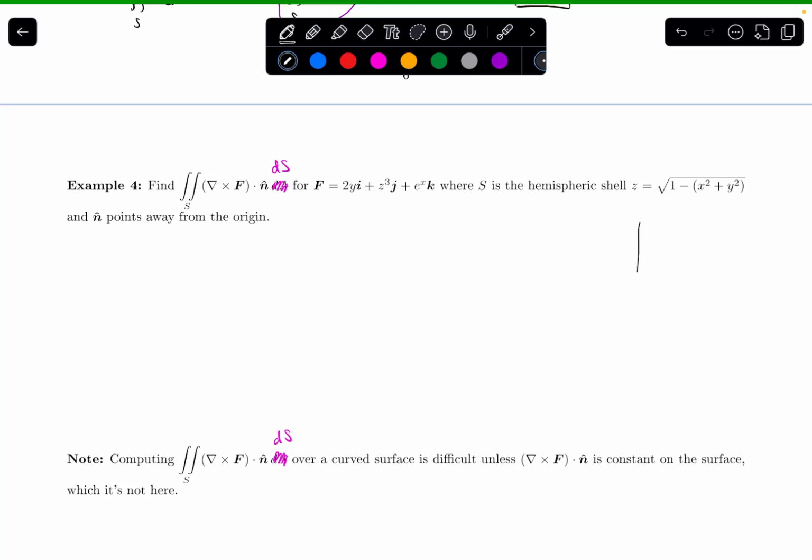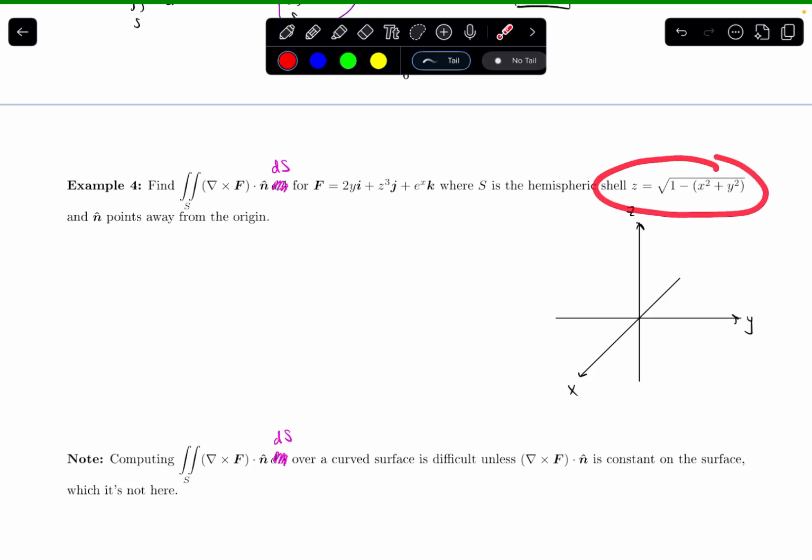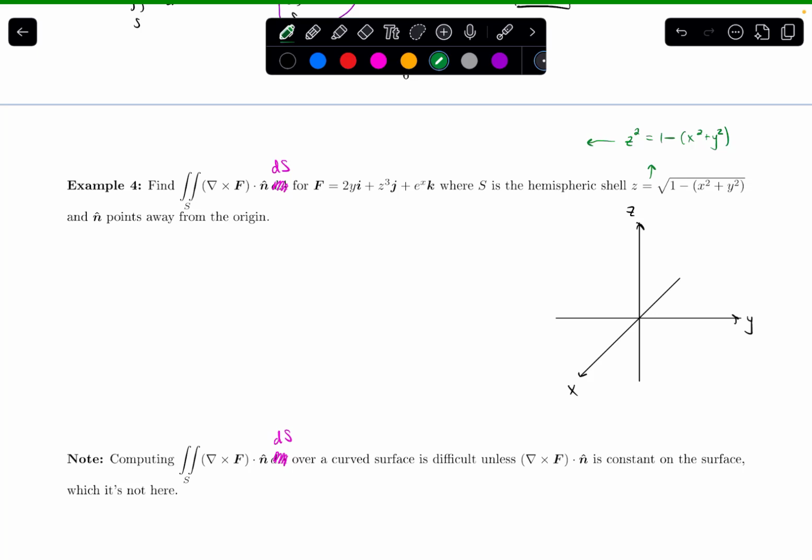So I'll draw my axes. I've got the z-axis, the x-axis, and the y-axis. And then I'll draw the negative directions. So I've got the negative y, the negative z, and the negative x. If I don't remember what this shape looks like exactly, I can rearrange it a little bit. I can first square both sides to get rid of the root. That'll give me z squared equals 1 minus parentheses x squared plus y squared. And if I move the negative term over to the left side, I'll get x squared plus y squared plus z squared equals 1.